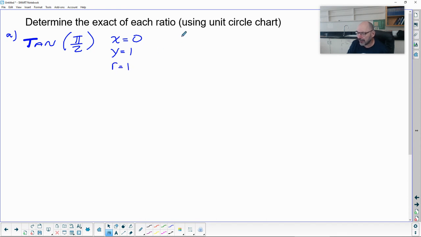So we look at the tangent formula. If you look back on the last page, tangent of pi over 2 is simply saying, I'll write the formula, y over x first. In our case, that's going to be 1 over 0. What do we call 1 over 0 in math? We call that, can't divide by 0, right? So we call that undefined.